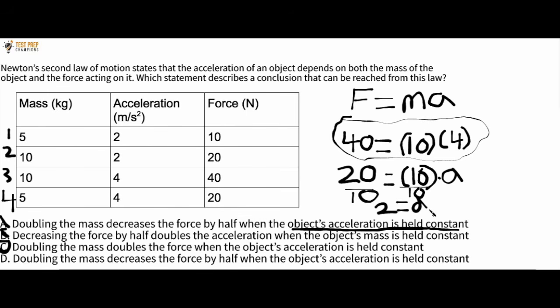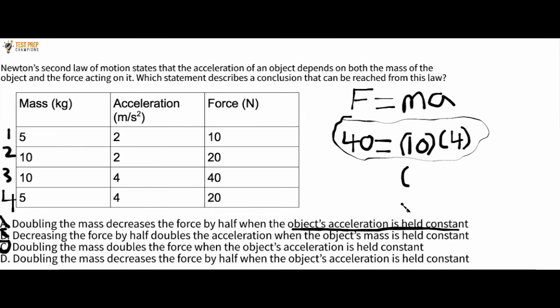So let's see, is B true or false based off of the formula? It says decreasing the force by half doubles the acceleration when the object's mass is held constant. In my base case the acceleration was 4, and then I decreased the force by half and held the mass constant, and the acceleration ended up being 2. So the acceleration was cut in half here. The acceleration did not double. So B would also be false.